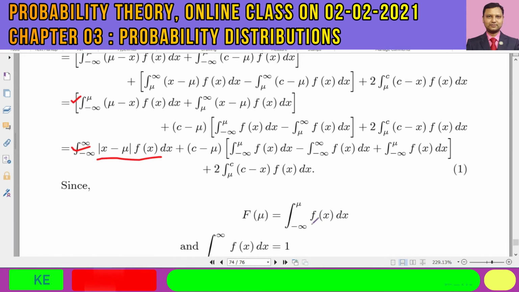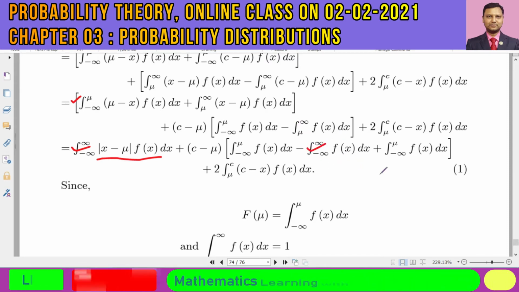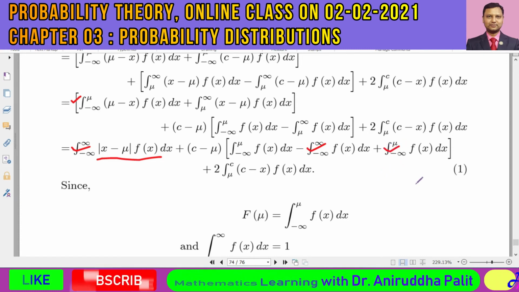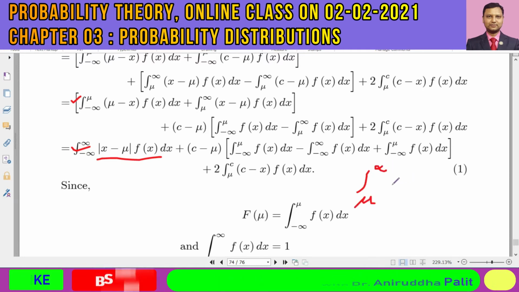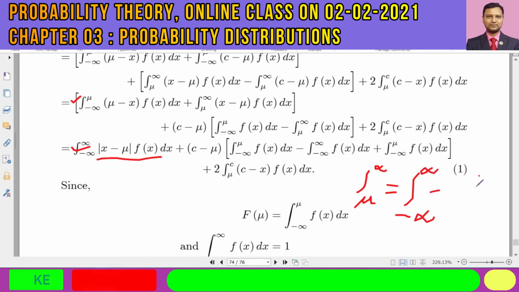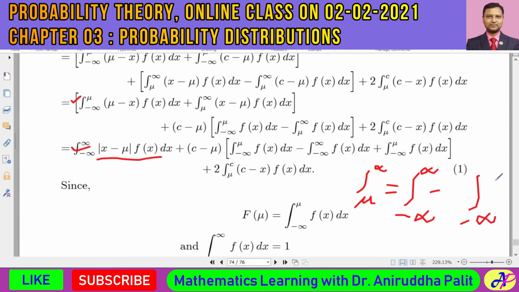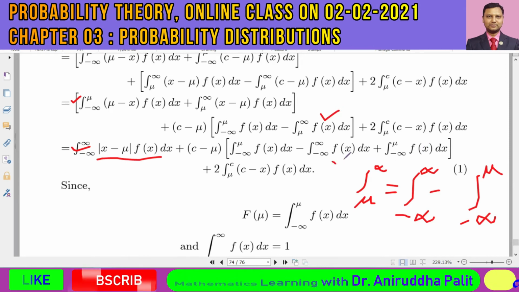And you see this expression from mu to infinity can be written as the total integral from minus infinity to infinity, minus the integral from minus infinity to mu. The integral from mu to infinity should be represented in this way. So we are just decomposing this integral as this integral and this integral.